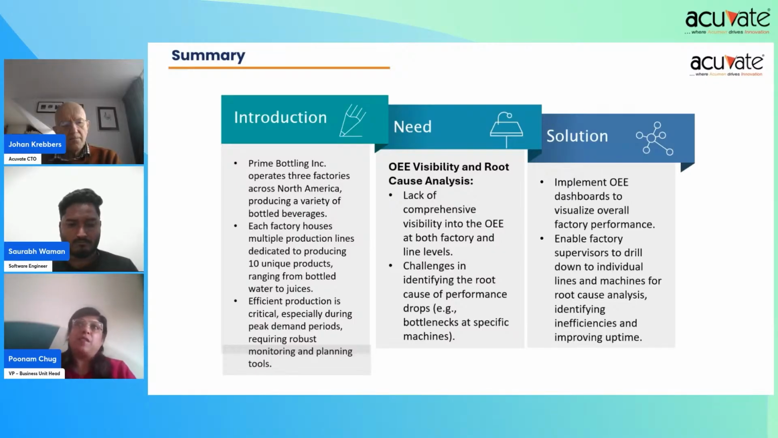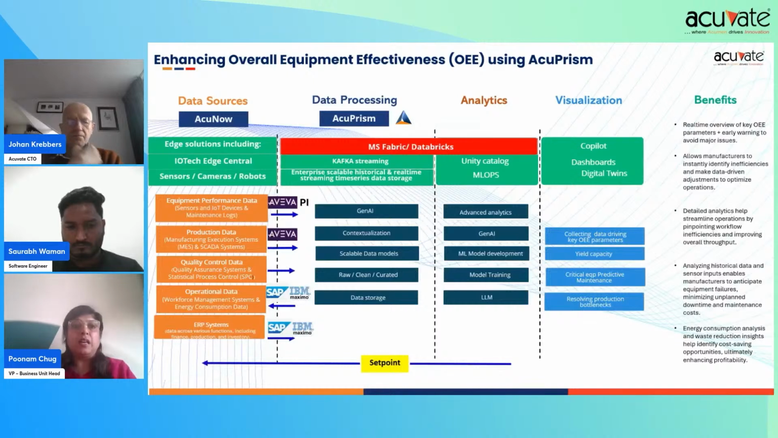And with this, if I'm a factory supervisor, I'll be able to not just see the overall performance, but also do a drill through at every plant level, at a line level, and also at the equipment level, to figure out why exactly there was a drop in either availability or performance or quality, right? So this gives a holistic picture of how we are able to capture all the information coming from various siloed sources.